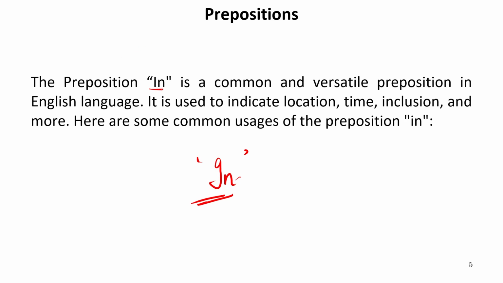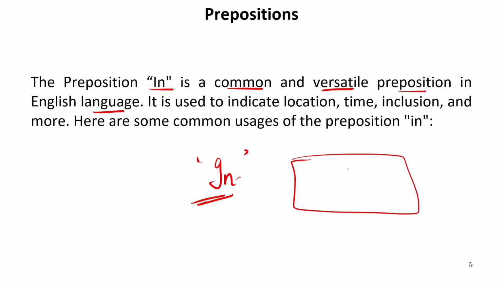The preposition in is a common and versatile preposition in the English language. Why versatile? Because it can have many uses. Also, preposition in can be used in various places, in various sentences, and for various purposes. In basically refers to the location. In basically says the location of something.